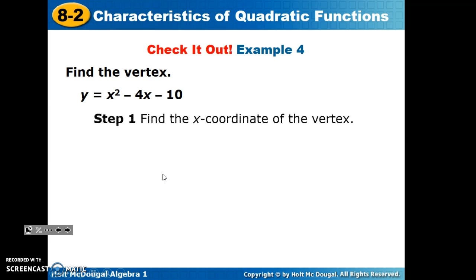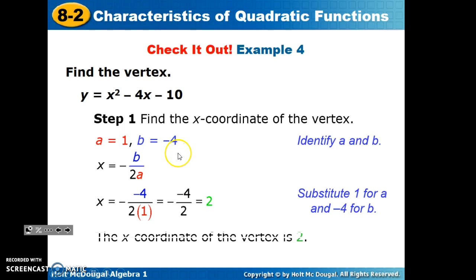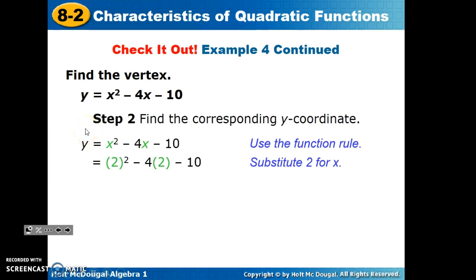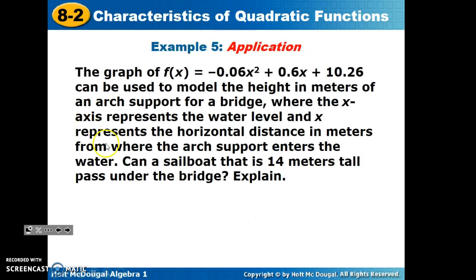And we're back. So step 1, finding the x-coordinate of the vertex, we identify in the function a is equal to 1, b is equal to negative 4. Substituting that back into our formula, negative 4 over negative 2 times 1. The x-coordinate of the vertex is 2. Substituting that back into our original equation, we can now find the coordinates for the vertex. Substituting 2 in for x, 2 squared minus 4 times 2 minus 10, negative 14. So our vertex sits at 2, negative 14.